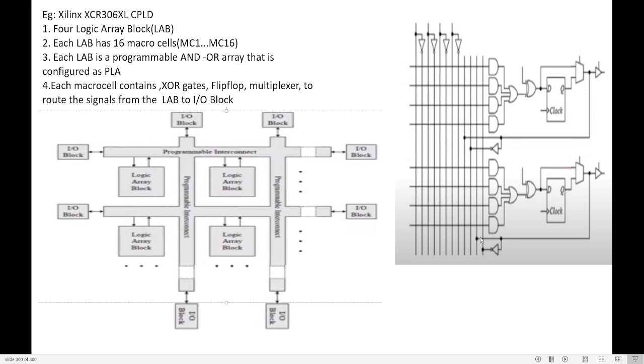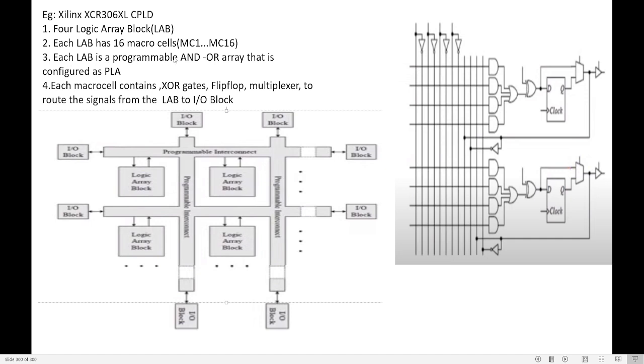Can you see? This is an example of a macro cell. How many macro cells do you have? 1 and 2. So in Xilinx, each logic array block has 16 macro cells like this. So what is a macro cell? A combination of input buffer, AND gate, OR gate, XOR gate, flip-flop and a multiplexer. So this is one macro cell. This is the second macro cell. It has 16 macro cells inside this. This is the first point. What is the second point?